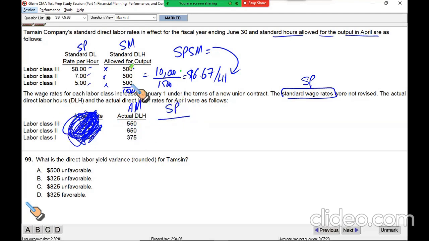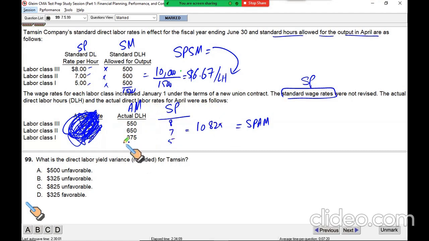The first labor class is paid the standard rate of 8, the second a standard rate of 7, and the third a standard rate of 5. This will give me SPAM, that is the standard price of actual mix per hour. So it's going to be 8 times 550 plus 7 times 650 plus 5 times 375. This gives me a total cost of 10,825.